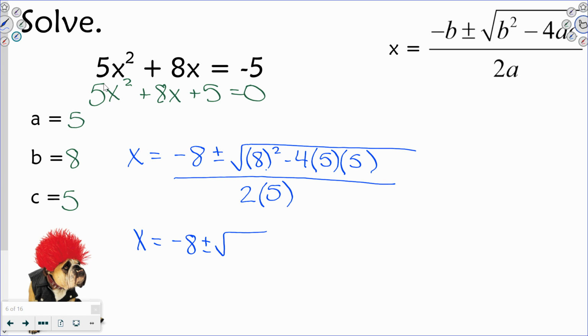All right, what do we get underneath there? Negative 36, all over 10. Once you clean up underneath there, your next thing should be what? Try to factor tree that or simplify it. Do you guys see the negative under there? What's that going to give me? An i. What's the square root of 36? 6. So negative 8 plus or minus 6i over 10.